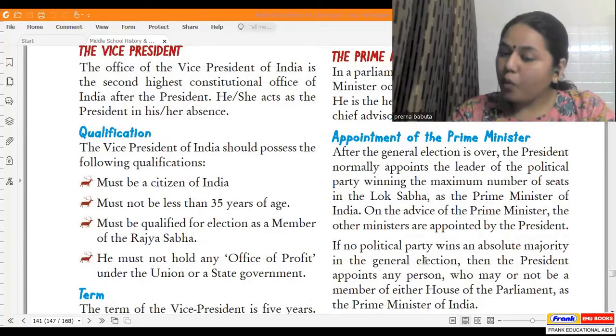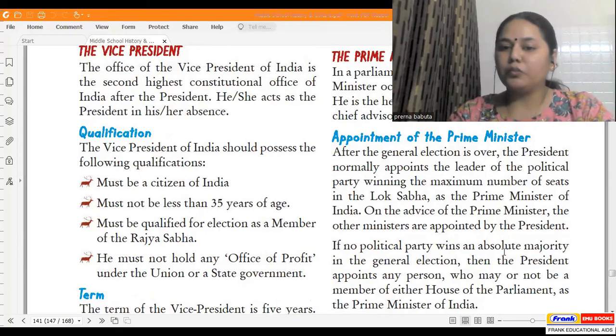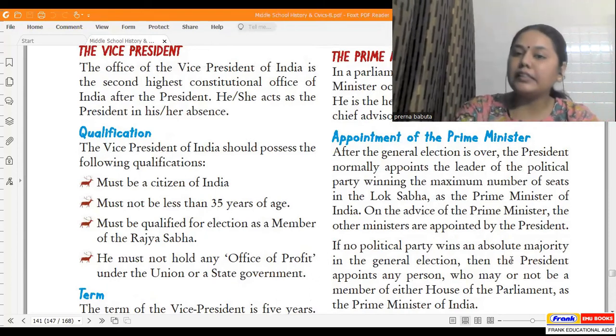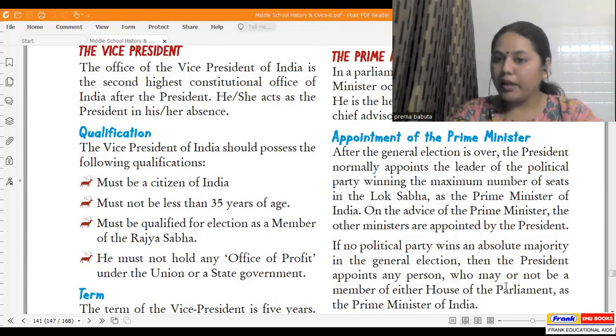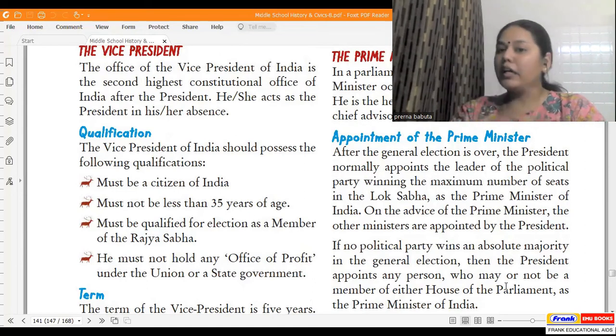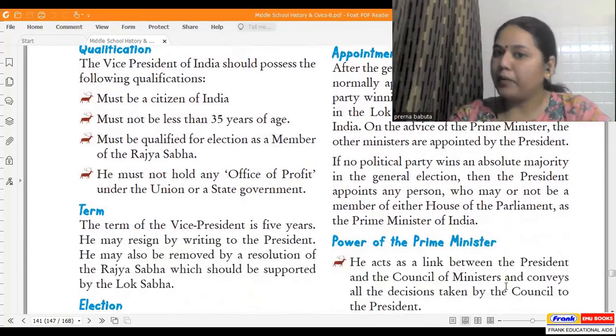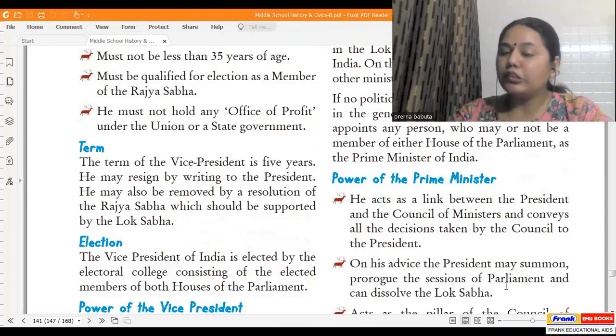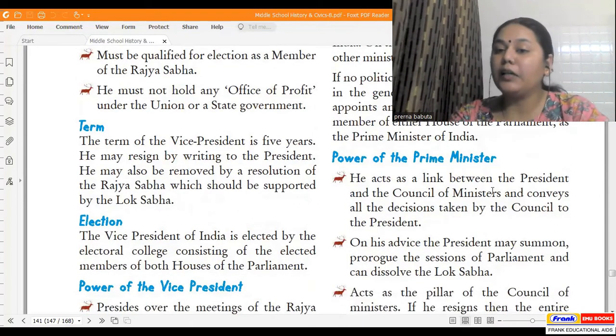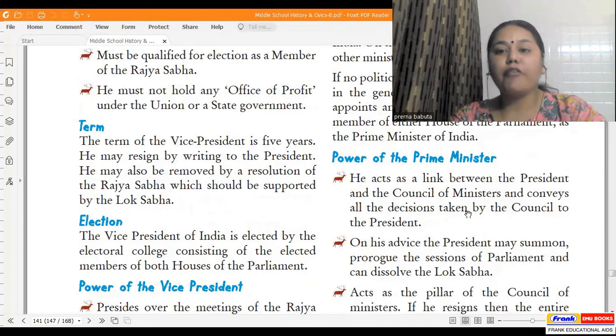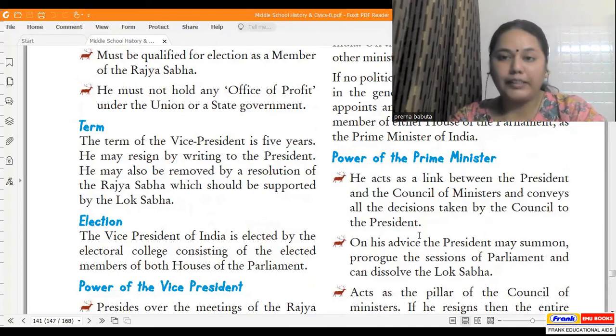Now, if no political party wins an absolute majority in the general election, then the president appoints any person, who may or may not be a member of either house of the parliament, as the Prime Minister of India. Now, what are the powers of the Prime Minister of India? He acts as a link between the president and the Council of Ministers and conveys all the decisions taken by the council to the president.